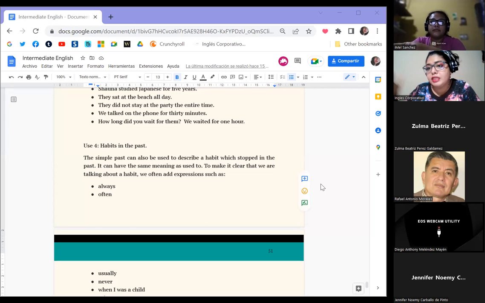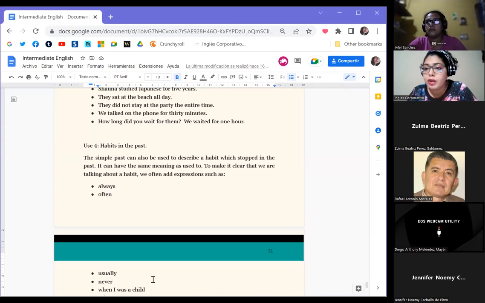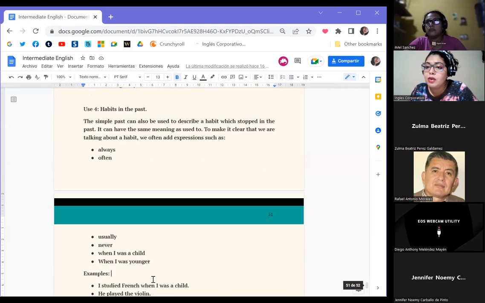So in that case, we were talking about the use number 4, which was about talking about habits in the past, in which we need to describe things that we did in the past, but now we are not going to do the same actions again. So in that case, we can also use the structure of used to. We have some expressions that we can use that are always, often, usually, never, when I was a child, and when I was younger. We can use those expressions to talk about actions that we performed in the past, but now we are not going to do them again.